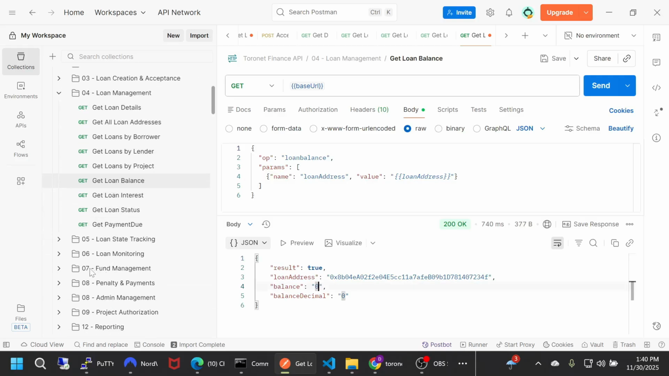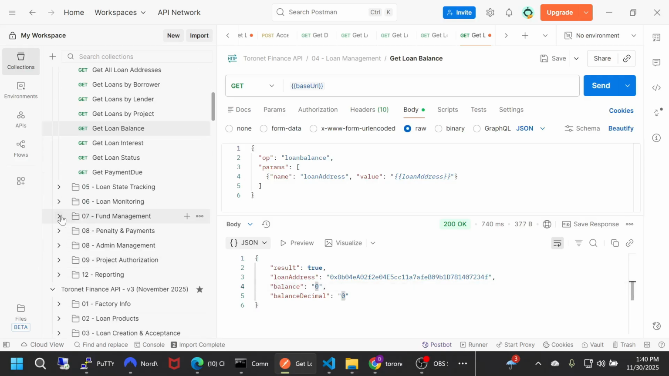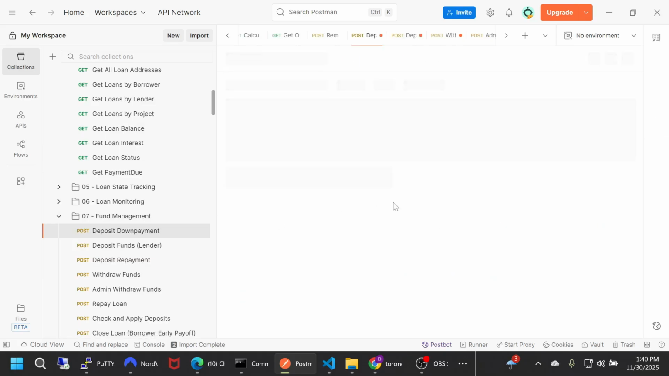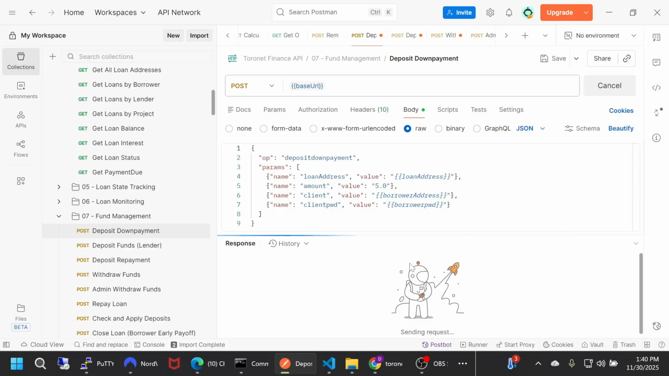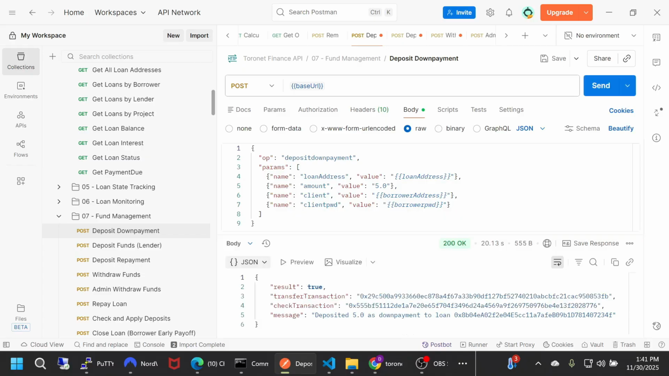So the next step is we're going to actually have the borrower deposit his down payment now. The down payment required is 5 NGN. So we're going to just go ahead and do that. It shouldn't take more than a few seconds, and this is going to be propagated on chain. This is a fast blockchain, so a lot of things just take about 2-3 seconds. All right, so we've made the down payment.